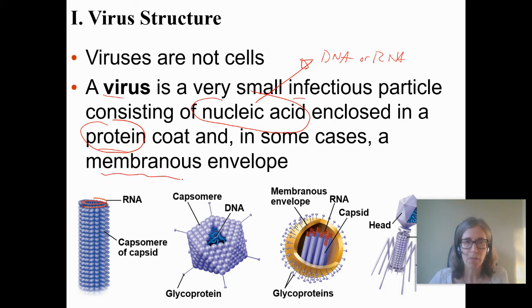So all viruses have genetic material, DNA or RNA, and they have a protein coat around them. Some of them also have a membranous envelope around that, which is made from the membrane of the host cell, but it's still not a cell because it doesn't have all the other stuff that you would find inside of a cell. So here are just some examples of what viruses might look like. All of them will have genetic material and a protein. Some of them, like this one, also have a membrane around the outside.